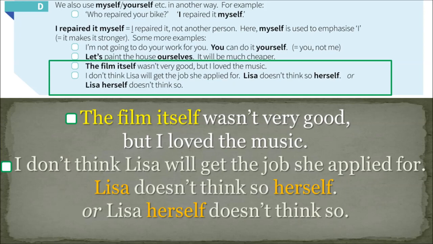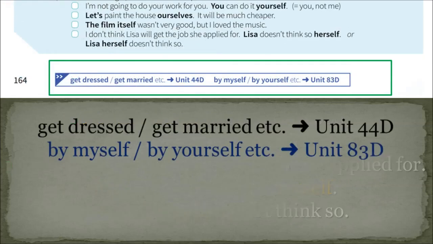I don't think Lisa will get the job she applied for. Lisa doesn't think so herself. Or, Lisa herself doesn't think so. Get dressed, get married, etc. See Unit 44D. By myself, by yourself, at Unit 83D.